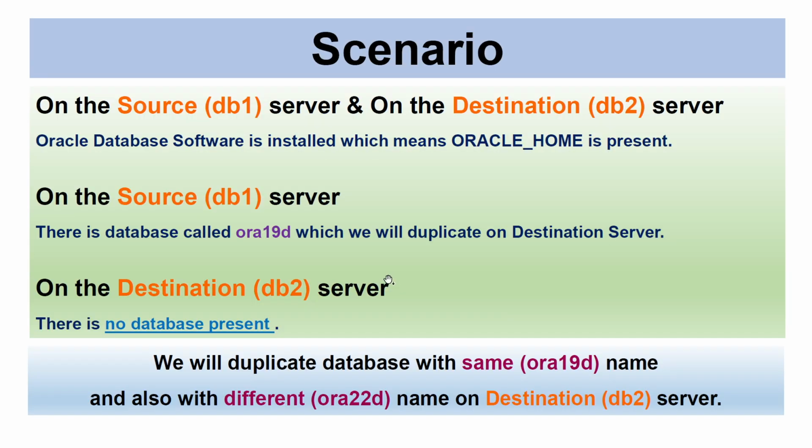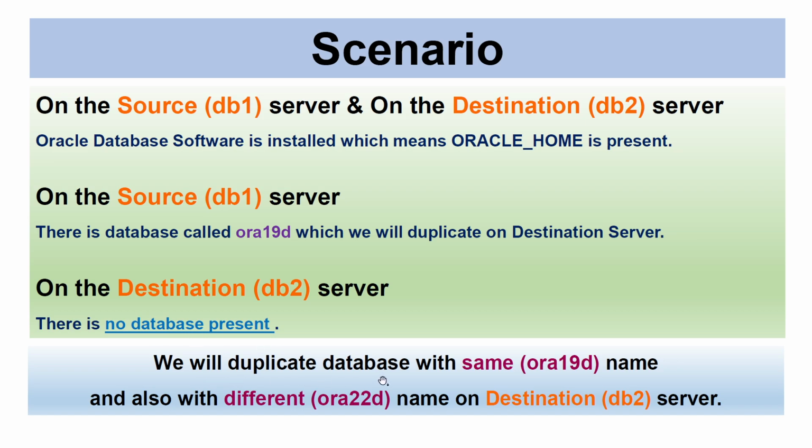Now, let's understand our setup. We have a source server called DB1 and a destination server called DB2. The Oracle database software is installed, which means Oracle Home is present, on both source DB1 and destination DB2. On the source server, there is a database called Aura19D, which we will duplicate on the destination server. On the destination server, there is no database present.